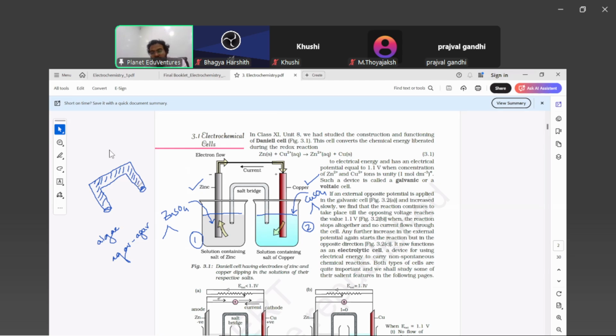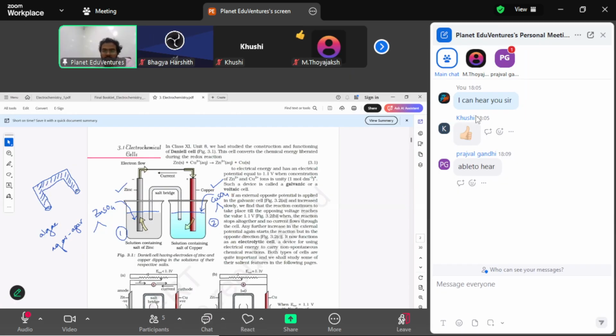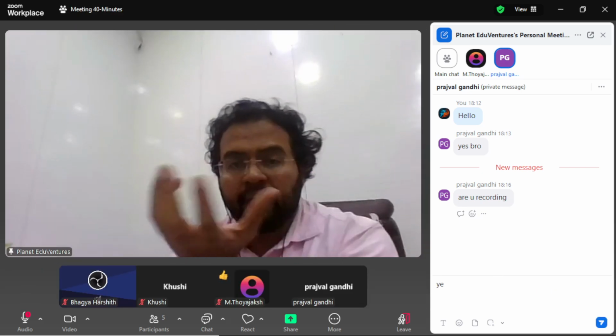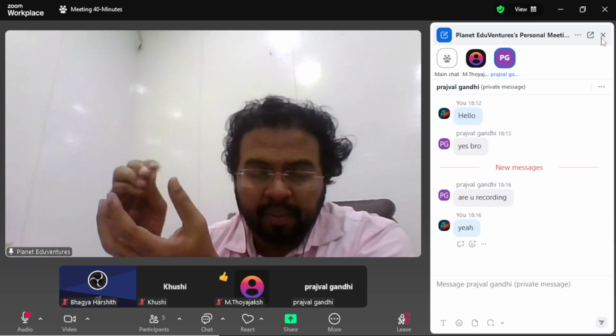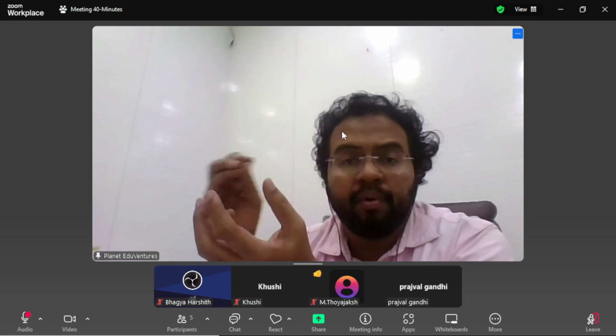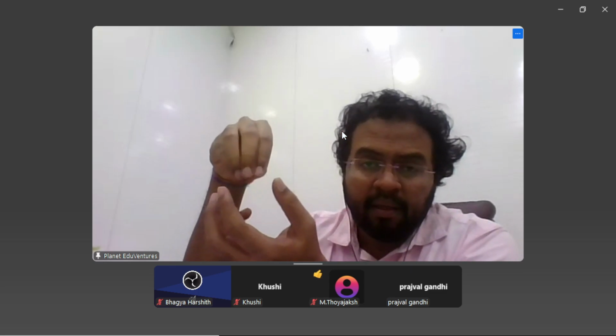A salt bridge is an inverted U tube. You can see it's an inverted U tube. So what you do is you put water in it, put the agar agar paste in it, and put a salt in it, like potassium chloride. You put potassium chloride in that solution.